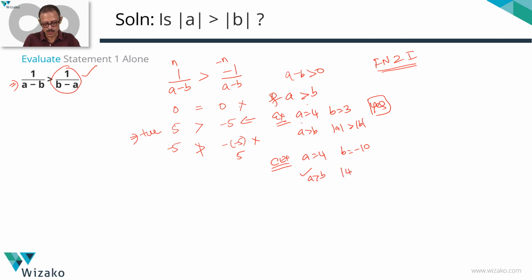Modulus of A is modulus of 4. Modulus of B is modulus of minus 10. Modulus of 4 is 4. Modulus of minus 10 is 10. Modulus of 4 is therefore less than modulus of minus 10, which means that in this case, modulus of A is less than modulus of B. So if 1 upon A minus B is greater than 1 upon B minus A, we found one case where the answer is yes. We have found one case where the answer is no, which means a counterexample exists.